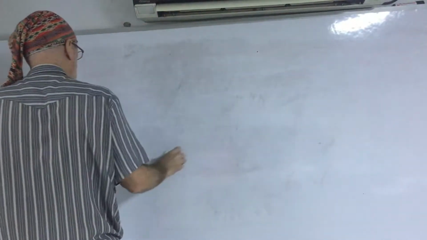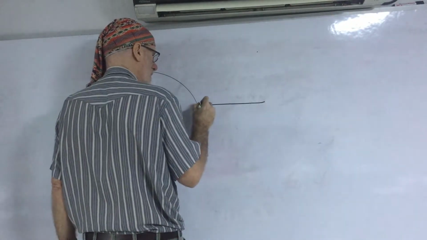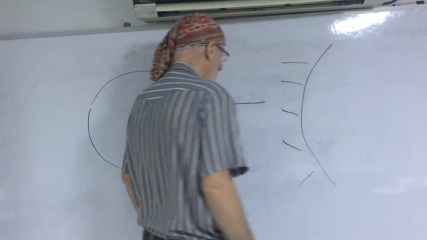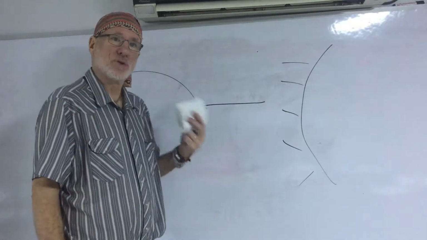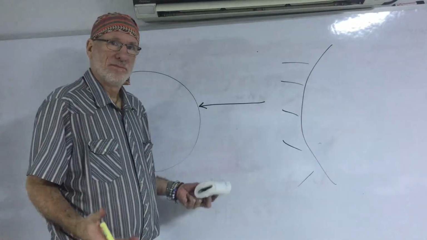Well, the light from the sun hits the earth, and the earth absorbs light. And that's it.